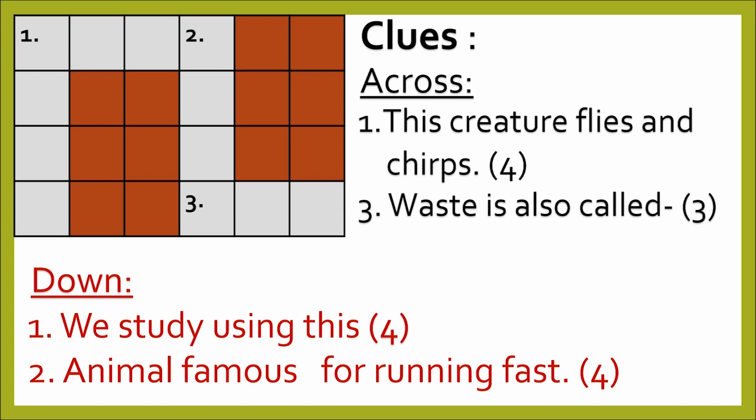So, across one says this creature flies and chirps. It has 4 letters in it. How do we know it has 4 letters in it? Because there is a number given in the bracket. That number suggests the number of letters that the word has. So, you need to go finding a creature that has 4 letters and flies and chirps.